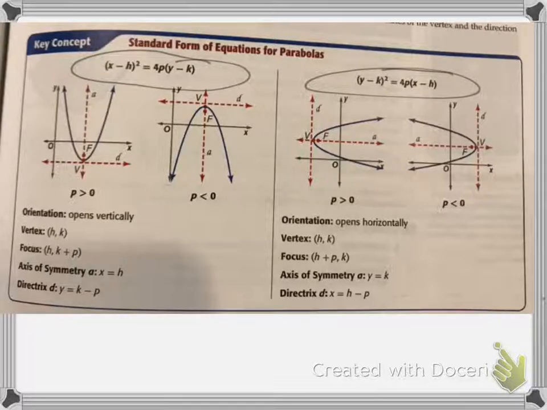So if it opens up or down, remember your standard form is (x - h)^2 = 4p(y - k). If it opens left or right, your standard form of the equation of a parabola is (y - k)^2 = 4p(x - h). So you're going to refer back to this information to help you write your equation for parabolas.